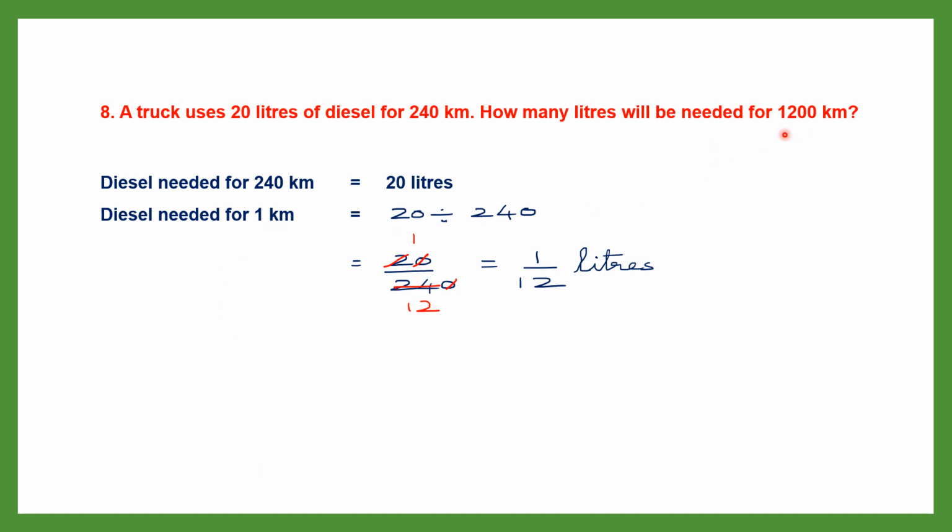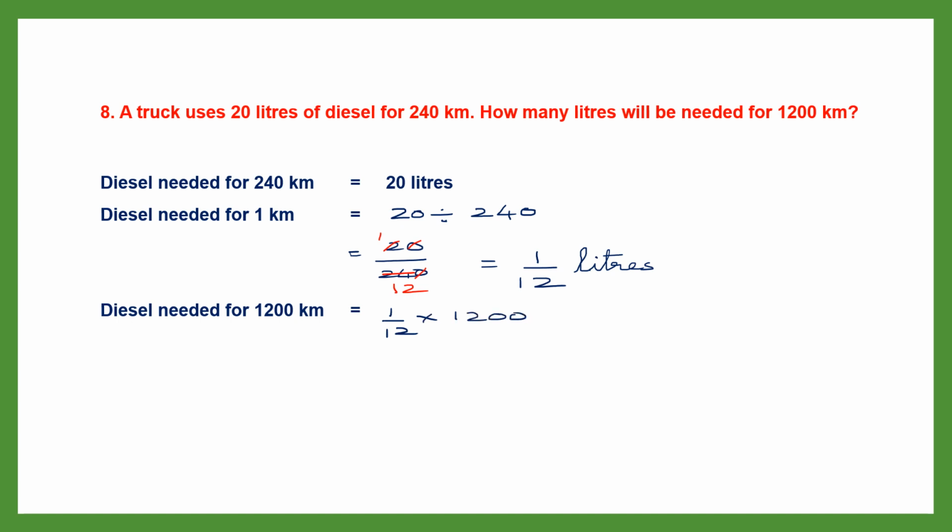Now we need to find for 1200 kilometers. So diesel needed for 1200 kilometers. For 1 kilometer, it's 1 by 12 liters. So for 1200 kilometers, it's going to be much more. So that means it is multiplication. That means we are going to multiply 1 by 12 into 1200.